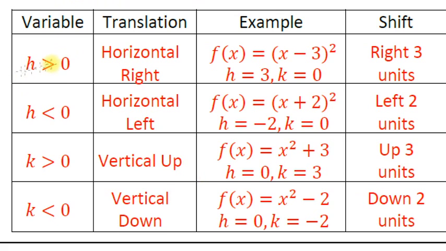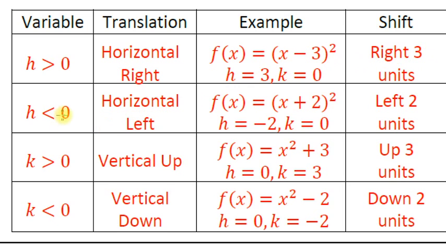Okay, if h is greater than 0, then the vertex of the graph is going to shift horizontally to the right. So it's going to shift right whatever number the h value is. So if h is 2, it's going to go 2 units. If h is 3, it's going to go 3 units. Here's an example of that. F of x equals x minus 3 squared. Our h value here, remember you flipped the sign, is positive 3. There is no k value. This positive 3 shifts the graph right 3 units. So the vertex is not going to be at 0, 0 anymore. It's going to be at 3, 0, because it's going to move 3 units to the right.